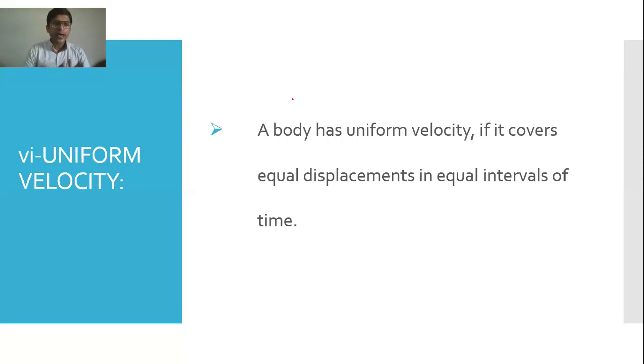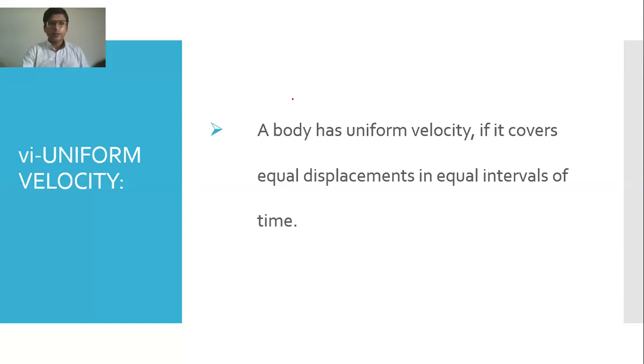It is same as uniform speed. In uniform speed, we talk about distances. In velocity or uniform velocity, we talk about displacement. So whenever a body is covering equal displacement in equal intervals of time, it means that it is not changing its velocity. So the body is in uniform velocity.